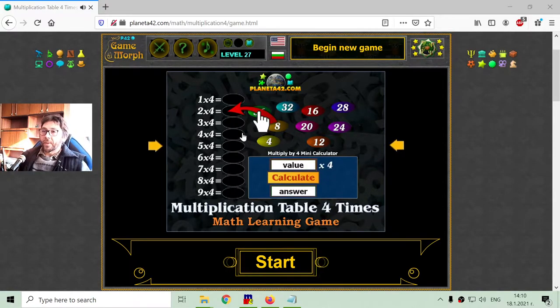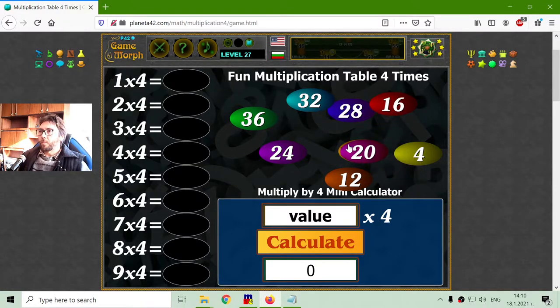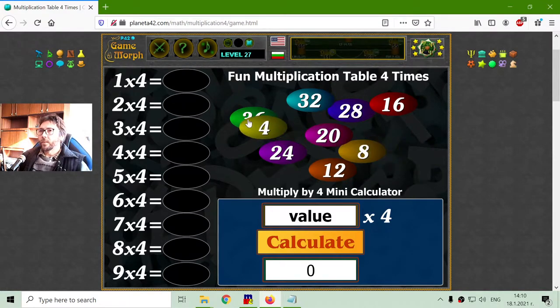Today's educational game that I play is the multiplication table 4 times puzzle. Again, I will have to sort the products where one of the factors of the multiplication is 4, that is until 9. And let me begin with the first one.